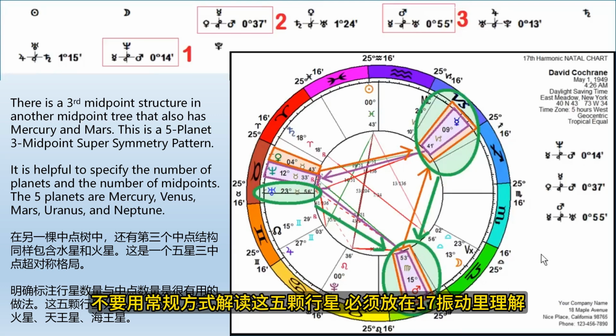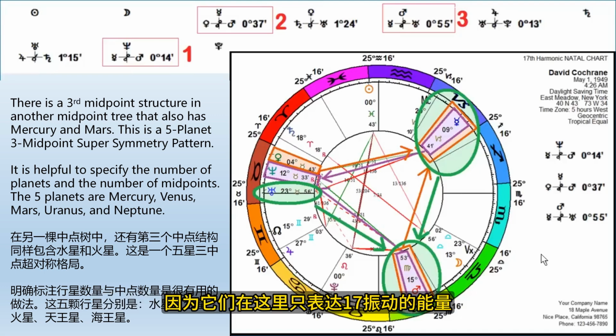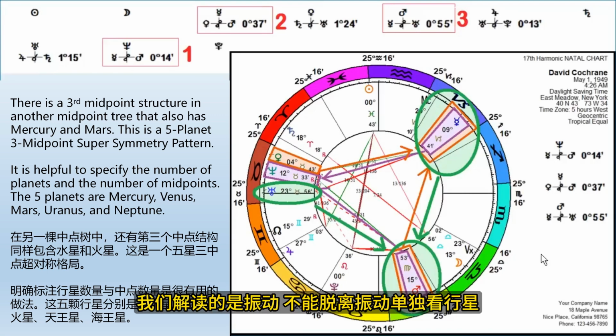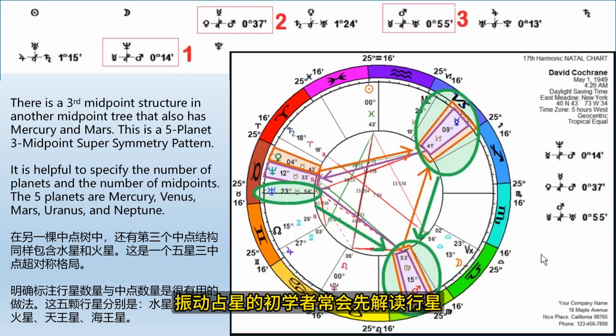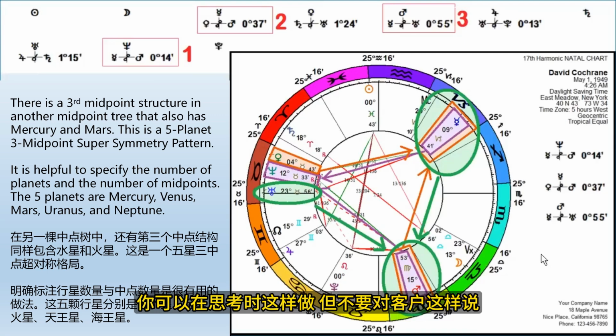Don't start interpreting Mercury, Venus, Mars, Uranus, Neptune in general. Think of it in 17 vibe specifically, because they're only doing 17 vibe here. So the vibration is what we're talking about, and you don't want to step outside the vibration because it's only working in this vibration. Sometimes beginning vibrational astrology students start interpreting the planets and then they think, I'll add in the vibration later. No, you can do that in your thought process, but don't start saying that to a client, because if you start describing the planets not related to the vibration, it can be a little bit off.